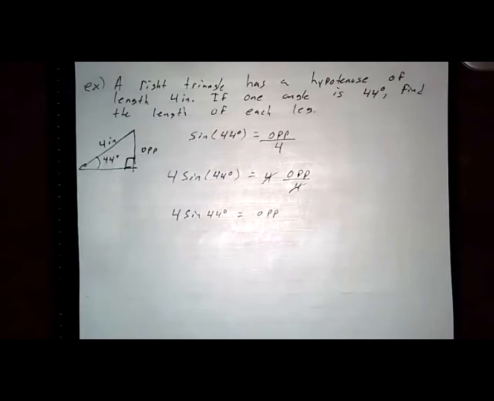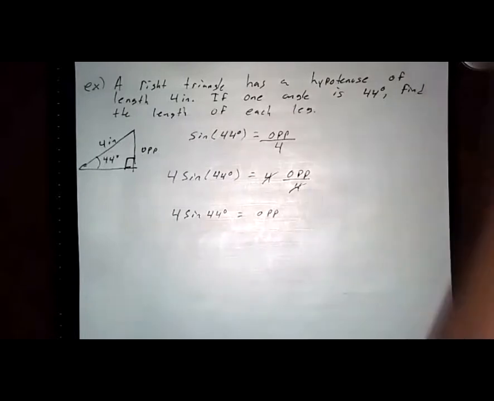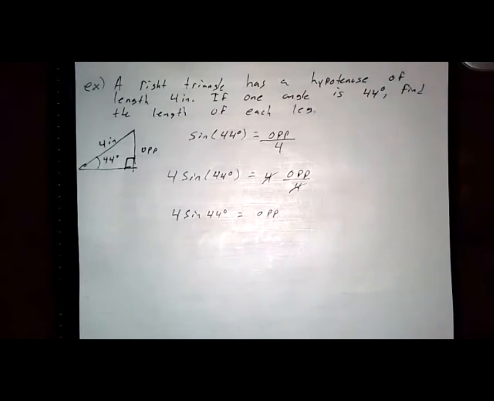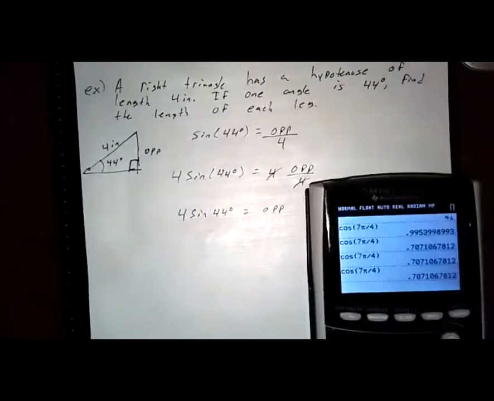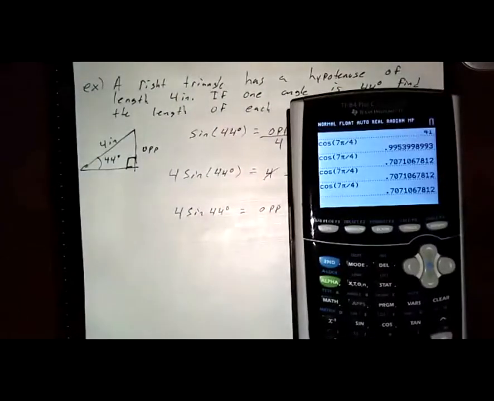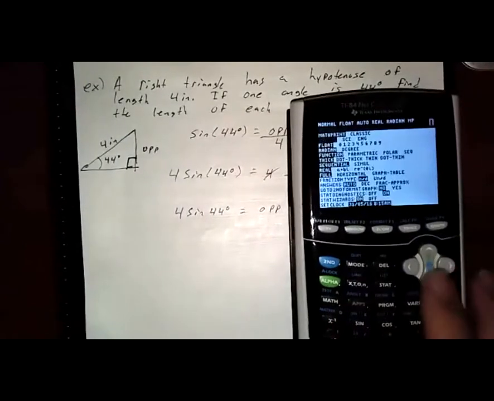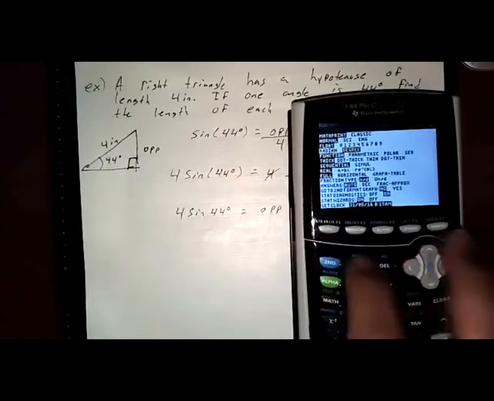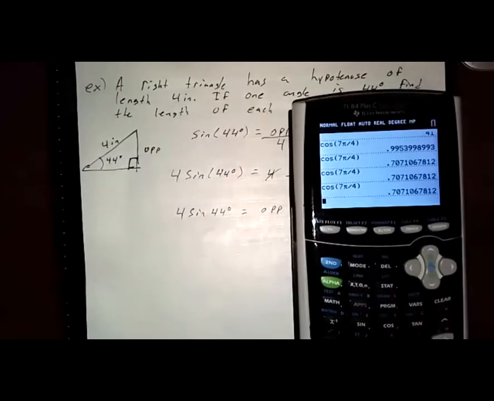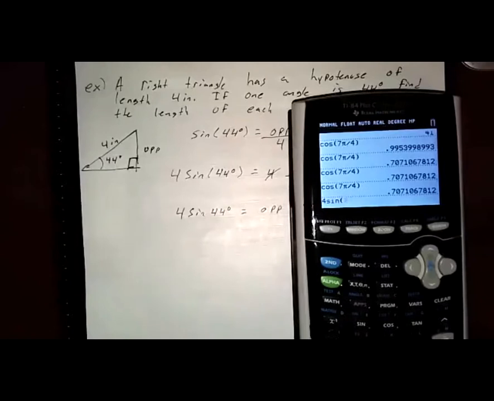Where's my calculator? 44 is not an angle on the unit circle, so we'll have to use the calculator. Type in 4 sine 44, and make sure you are in degrees. Depending on what kind of calculator you have, you change it to degree mode if it's not already. So 4 sine 44 is the opposite side. Let's round to 1 decimal place. So 2.8 is the opposite side.